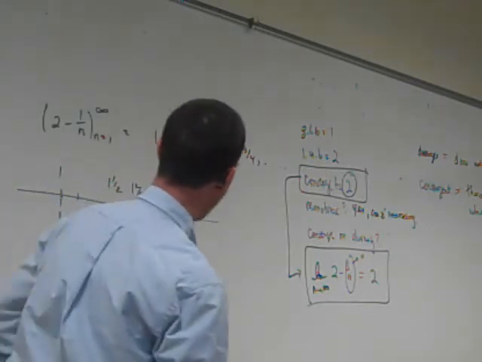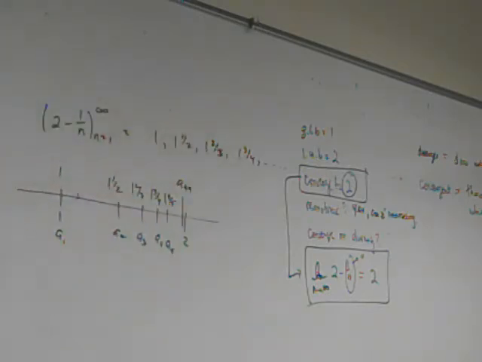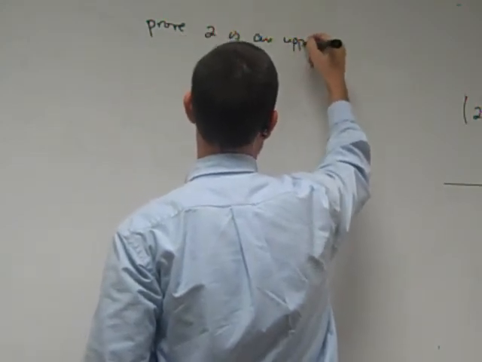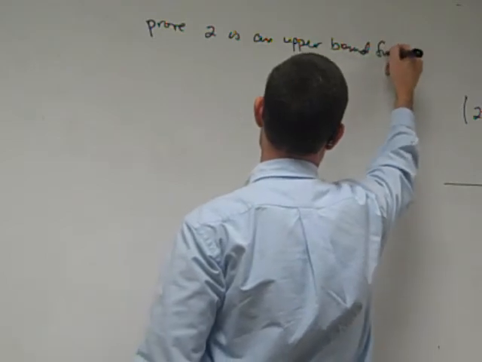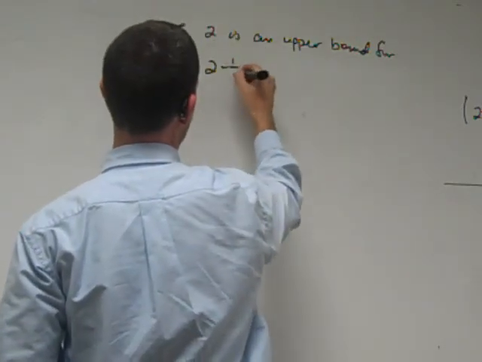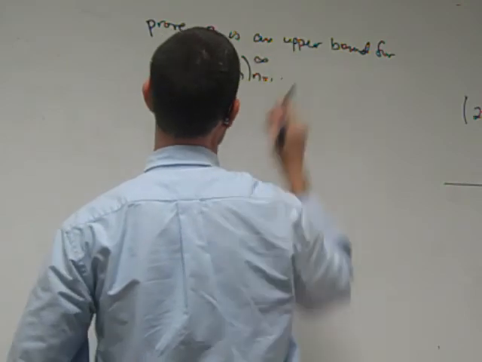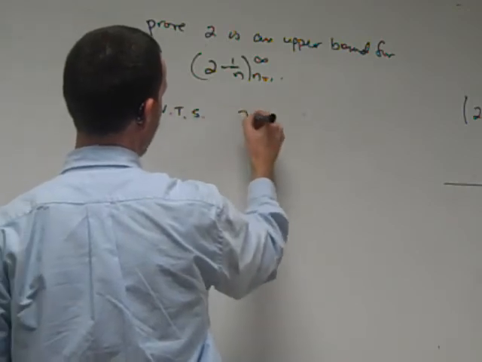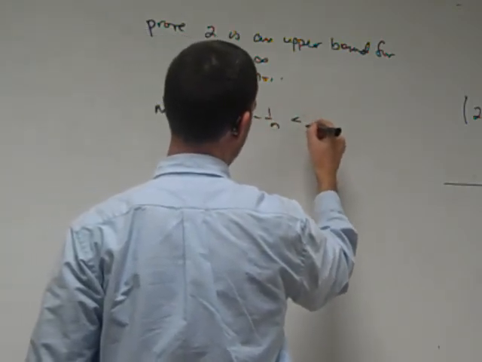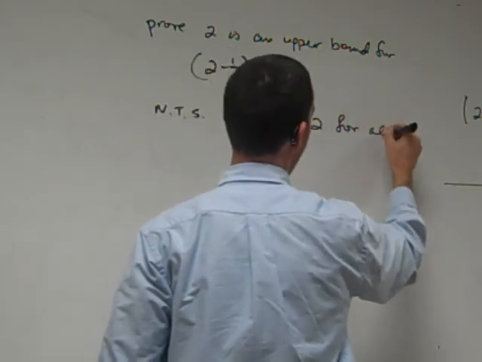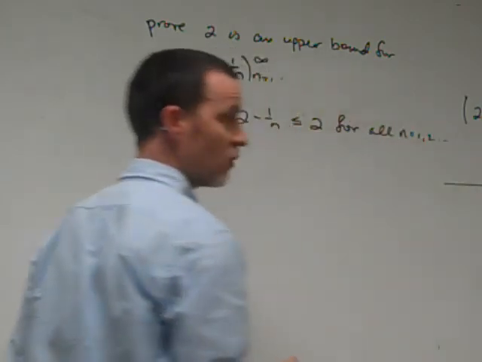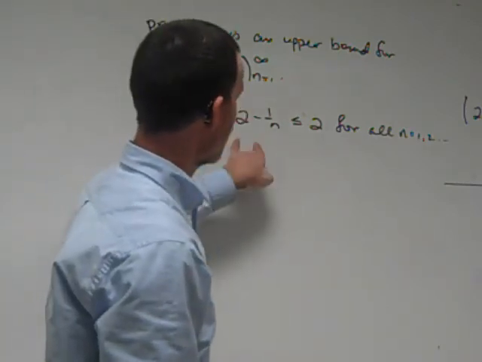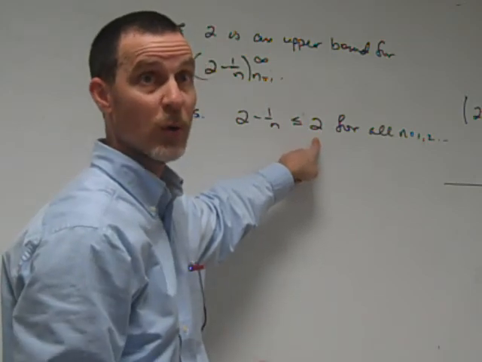Let's talk about how we would prove a couple of these things. Prove 2 is an upper bound for 2 minus 1 over n, n equals 1 to infinity. If I had to prove that, I need to show that 2 minus 1 over n is less than or equal to 2 for all n equals 1, 2, ... That's what I have to show. If it's an upper bound, every term of this is supposed to be less than that number. Less than or equal to.